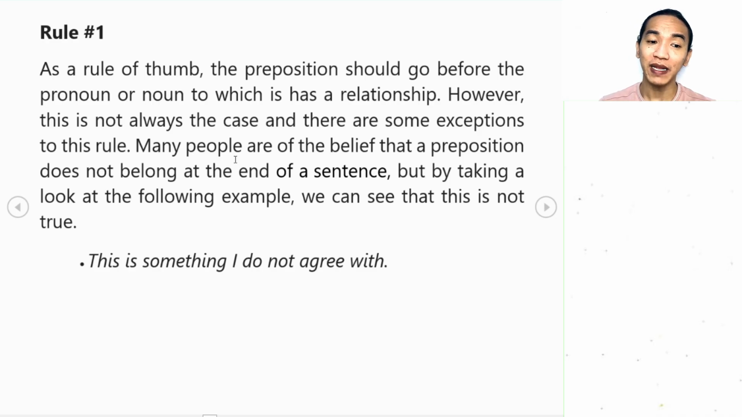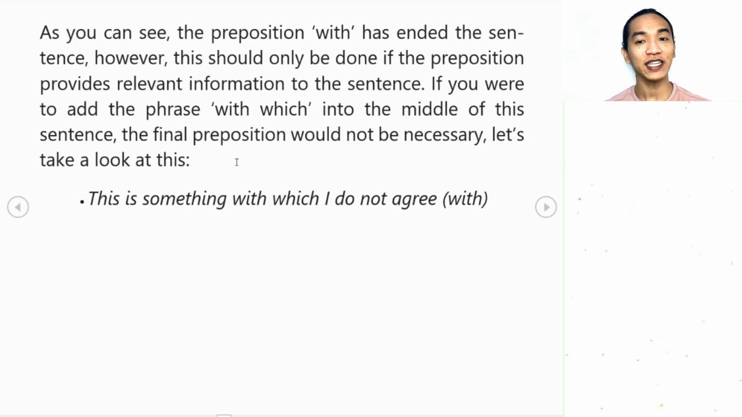So many people would believe that we should not put prepositions at the end of the sentence. However, if we look at these sentences that I have here, it is necessary to have some prepositions there, especially if we are showing some relationships at the beginning of the sentences. Okay, example: this is something I do not agree with. Now as you can see, the preposition with has ended the sentence.